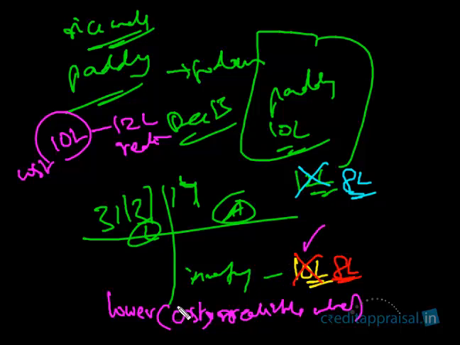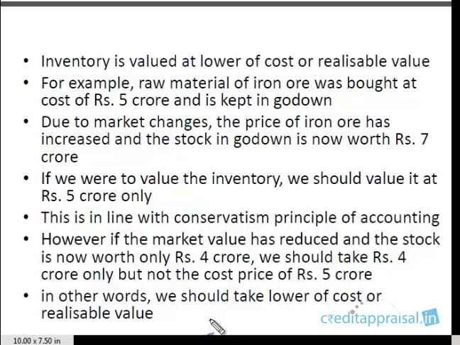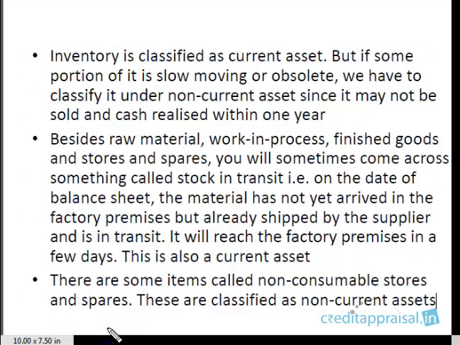In the second example, the choice is between 10 lakhs and 8 lakhs. So here the value has come down. You take the lower, 10 and 8, take 8 lakhs. So in balance sheet, the inventory value you have to take always the lower of the cost or the realizable value. This is a point which you need to keep in mind. And if you remember why we are doing this, this is as per the conservatism principle which we discussed earlier in the accounting concepts, right? So always take the lower of cost or realizable value.